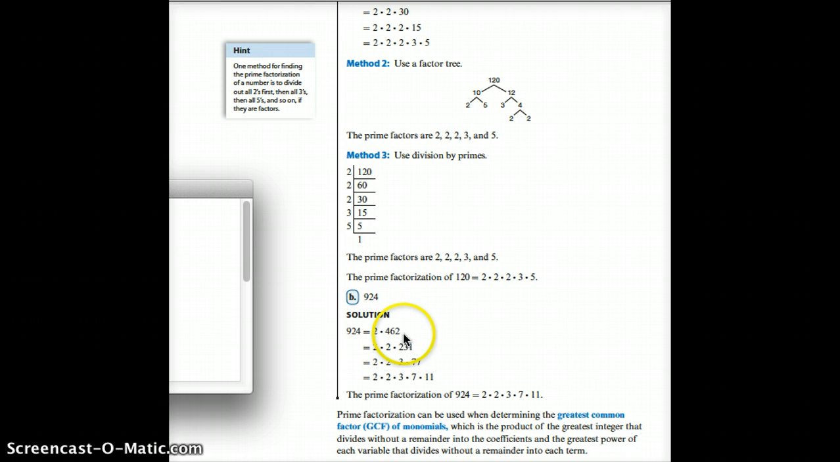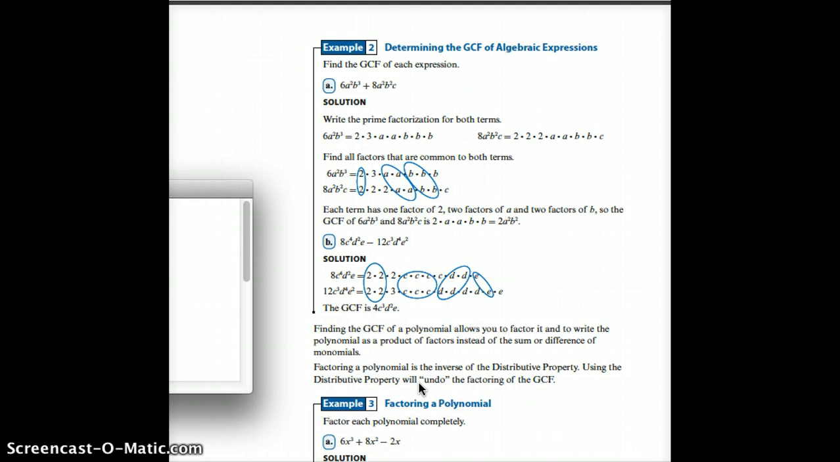They divided it by 2, and they got 2 times 462. This is an even number, so they broke that one down, dividing by 2 again. That's why you have 2 times 2 times 231. Once they got here, they said, okay, let's try 3. They divided 231 by 3, and sure enough, 3 times 77 gave you 231. So now they have 2 times 2 times 3 times 77. And obviously 7 goes into it, so they divided by 7 and got 11. So here you have the prime factorization of 924.